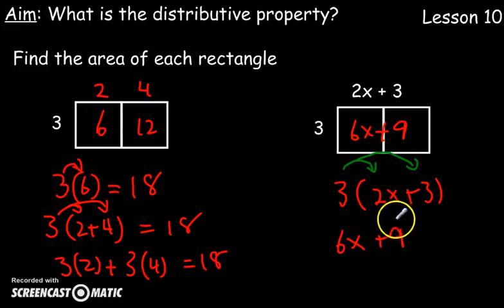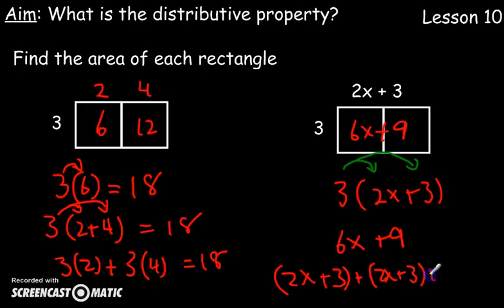If it's not clear why this is true, we could also think of this as 3 groups of 2x plus 3. If you add these all together, 2x plus 3 plus 2x plus 3 plus 2x plus 3. So the 2x plus the 2x plus the 2x is 6x, and the 3 plus 3 plus 3 is 9. So it's easier to use this distributive property.